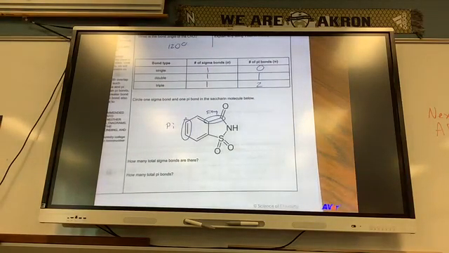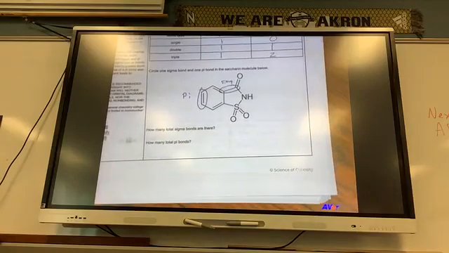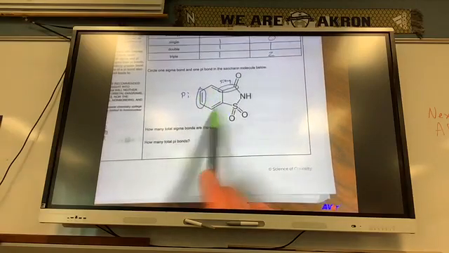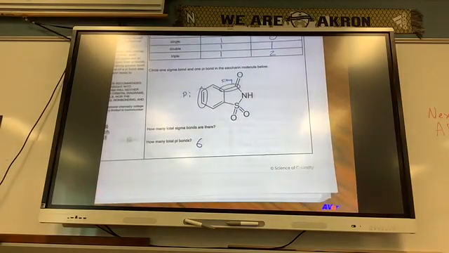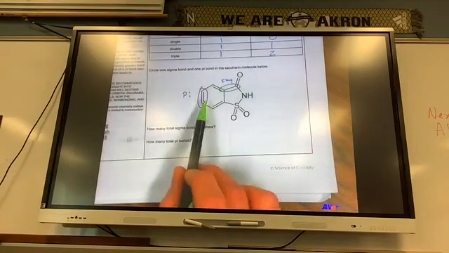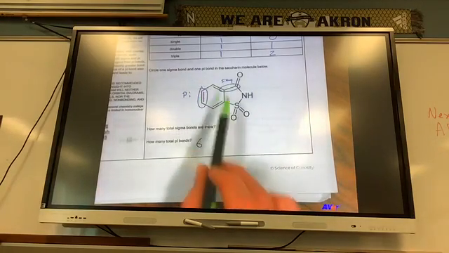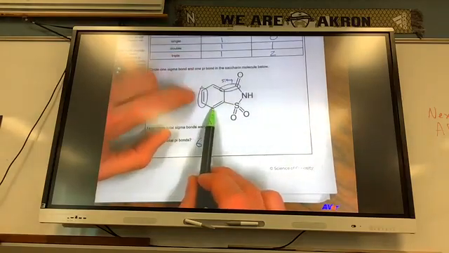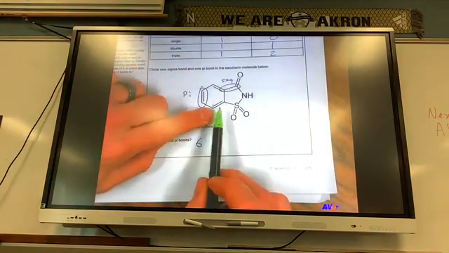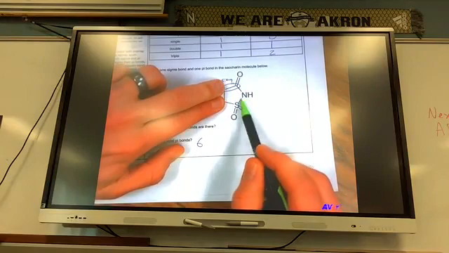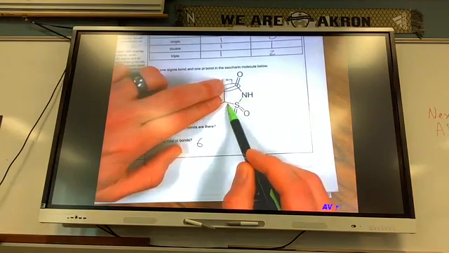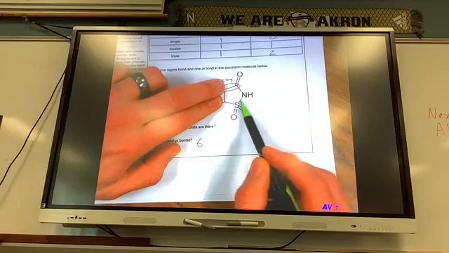How many total pi bonds do I have in this molecule? 1, 2, 3, 4, 5, 6. I have 6 total pi bonds. How many sigma? 1, 2, 3, 4. Wait, I can start over. I'm going to start here. 1, 2, 3, 4, 5, 6, 7, 8, 9, 10, 11, 12, 13, 14.